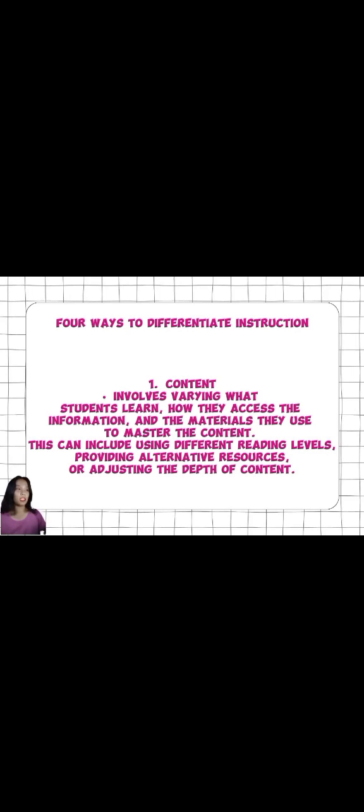Number 1 is the content. The content involves varying what students learn, how they access the information, and the materials they use to master the content. These include using different reading levels, providing alternative resources, or adjusting the depth of content. Number two is the process. The process refers to the way students make sense of the content. Teachers can provide different activities, strategies, or approaches to learning based on students' readiness levels, interests, or learning profiles.